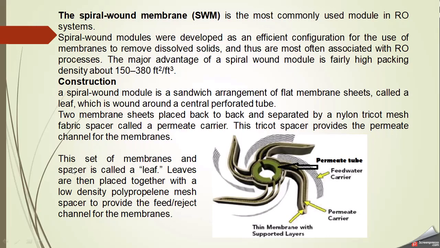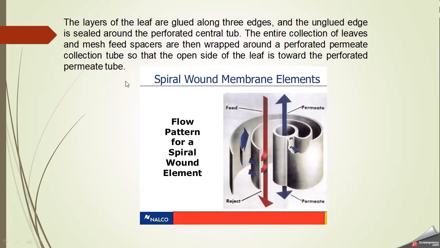This set of membrane and spacer is called a leaf. This is one leaf. Leaves are then placed together with a low density polypropylene mesh spacer to provide the feed reject channel. This is the polypropylene mesh, and then water comes from this onto this membrane, onto this mesh. This is the leaf. The layers of the leaves are glued along three edges, and the unglued edge is sealed around the perforated central tube.